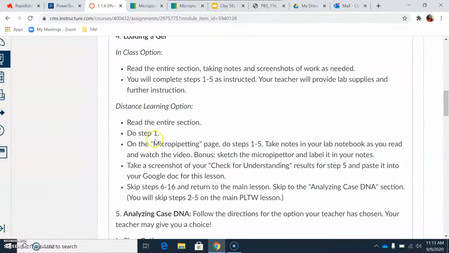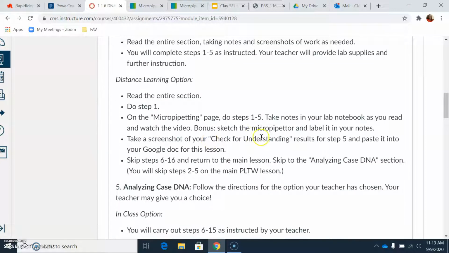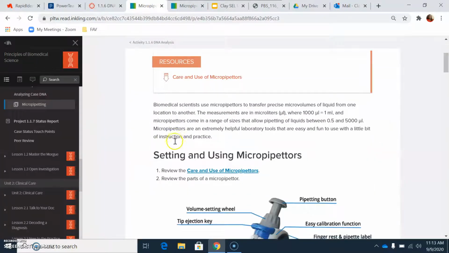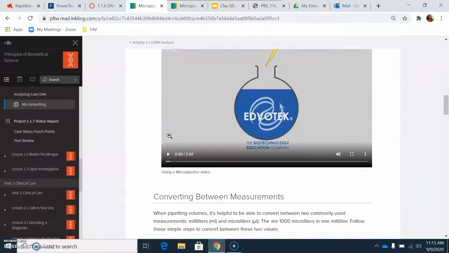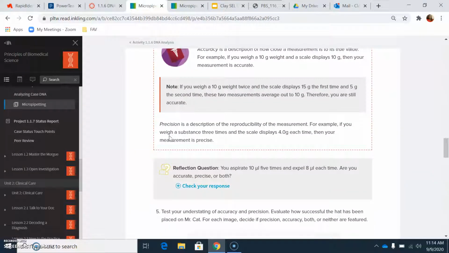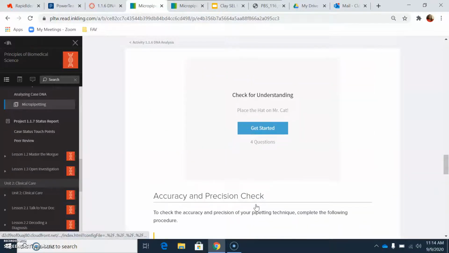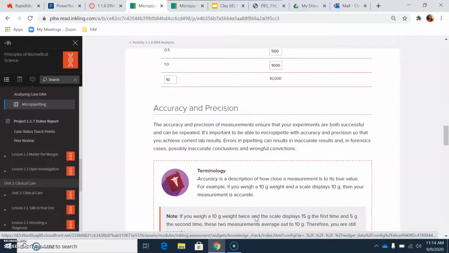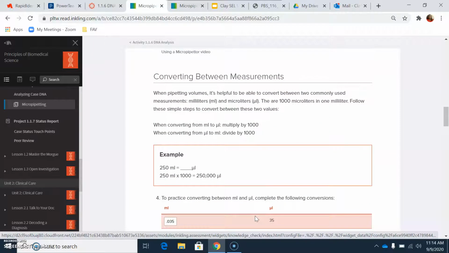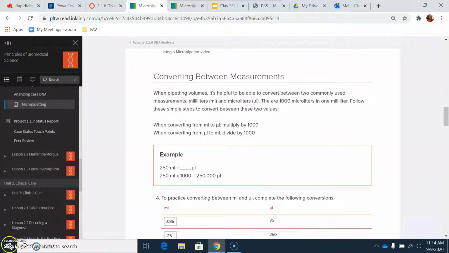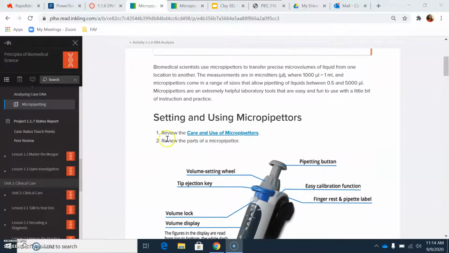And if you go back to your assignment, it says do steps 1 through 5. Take notes in your notebook as you read and watch the video. Take a screenshot of your check for understanding. And then it says skip steps 6 through 16 and return back to the main lesson. So you're going to literally do steps 1 through 5, including the video, and do your check for understanding. Take a screenshot of that and post it into that Google Doc. So again, you're doing steps 1 through 5.